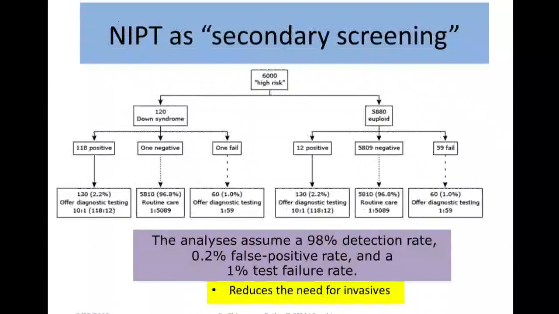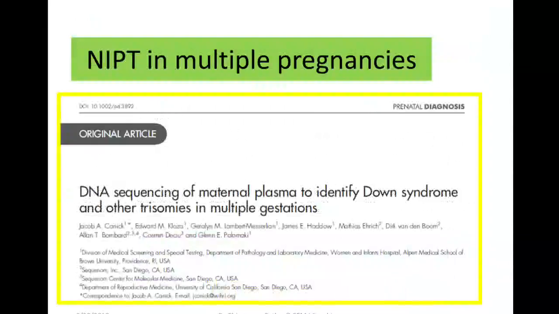Whereas if you use it as a secondary screening method, assuming that there is a 98% detection rate with a 0.2% false positive rate and a 1% test failure rate, definitely there is a reduction in the number of unnecessary invasives that you have to do. So, the best location of NIPT in a screening protocol would be as a secondary screening test after the primary conventional screening test has proved positive.